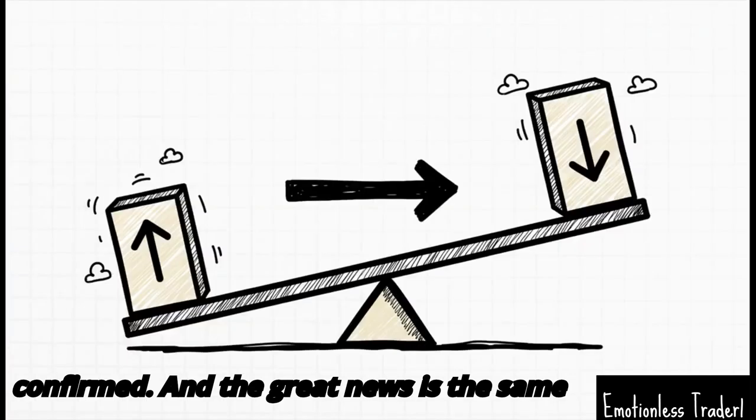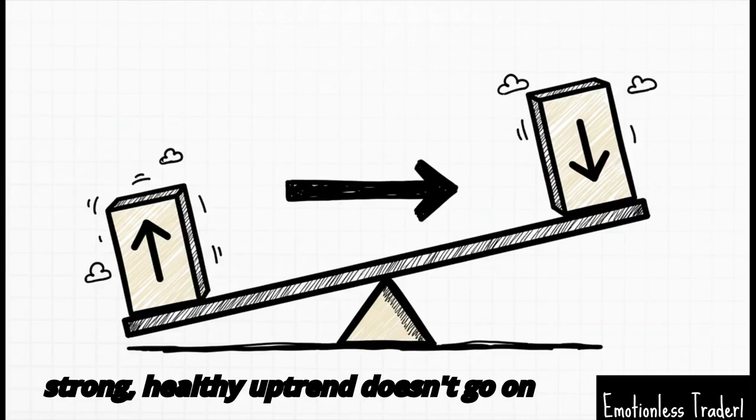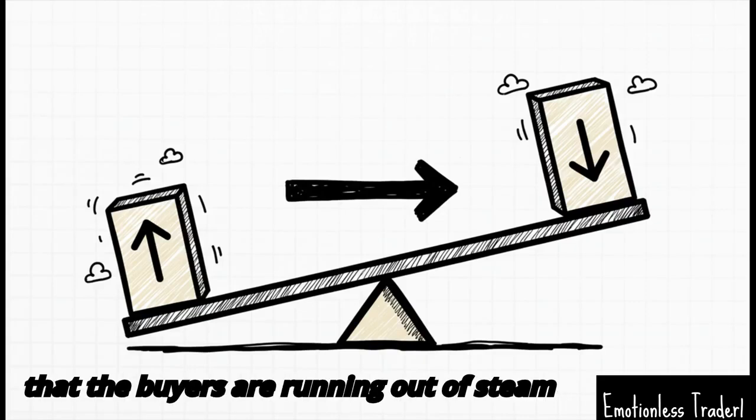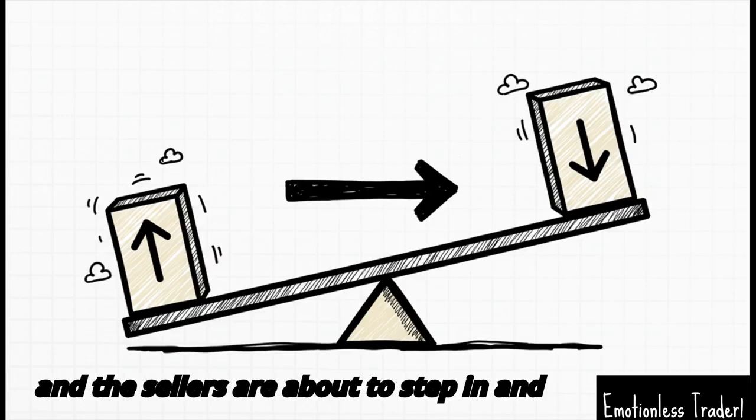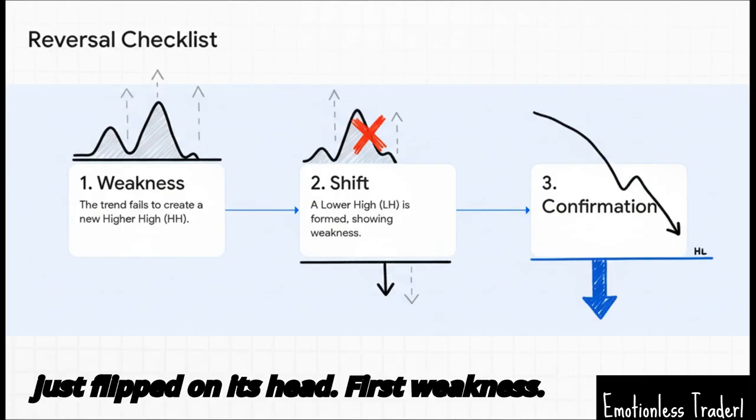And the great news is, the same logic works perfectly in reverse. A strong, healthy uptrend doesn't go on forever. There are always clear signals that the buyers are running out of steam and the sellers are about to step in and take control. Let's look at that checklist. It's the exact same logic, just flipped on its head.